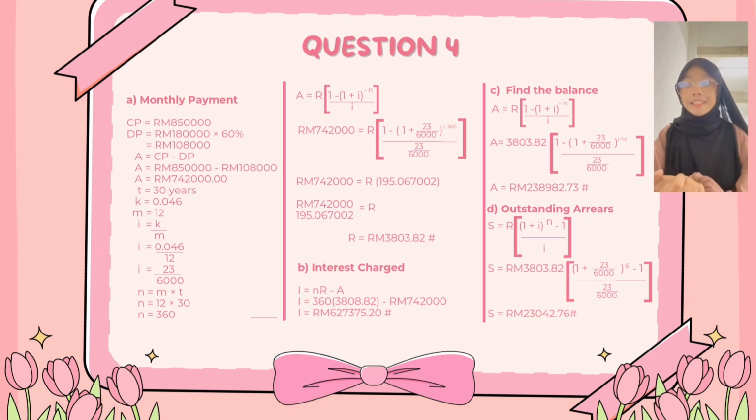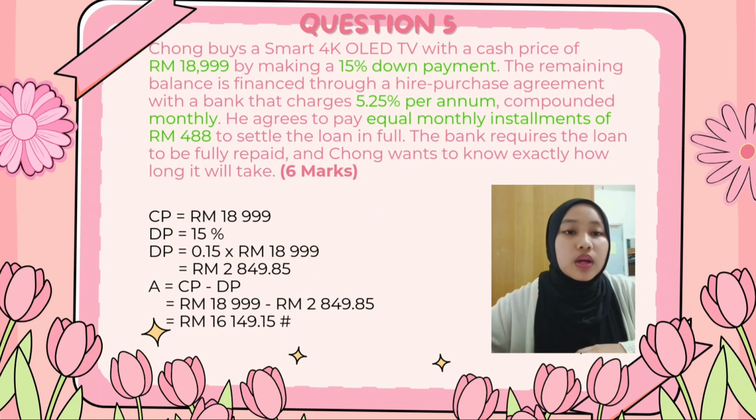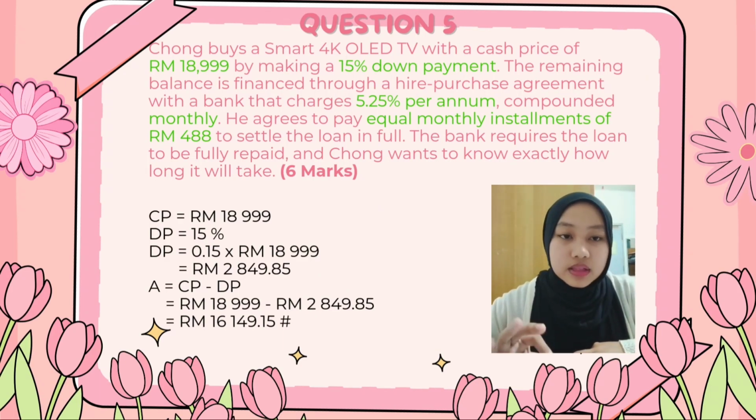For the last question, we use the S formula. If Amir missed the first 5 monthly payments, they are not cancelled. They accumulate interest every month. So each missed payment grows according to how long it has been overdue. We add all 5 overdue amounts together to find how much he must pay on the 6th month to clear the arrears. This gives a total of 23,042.76 ringgit. That's all for question 4. Thank you.